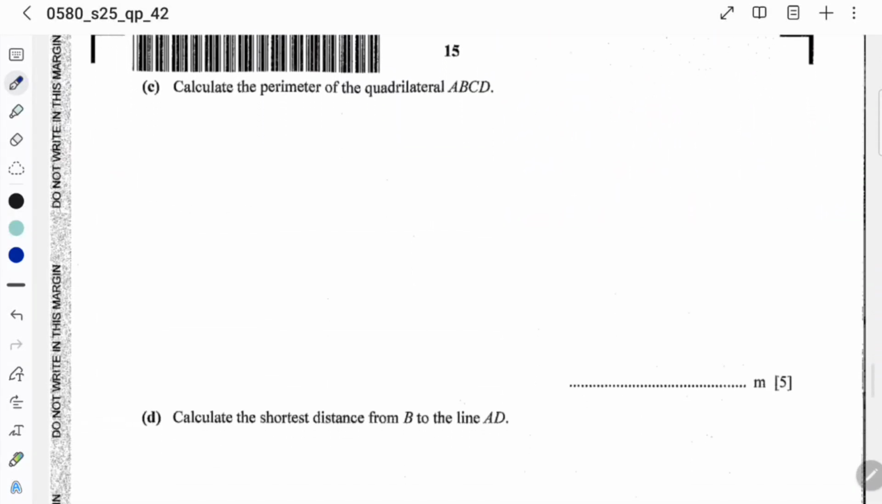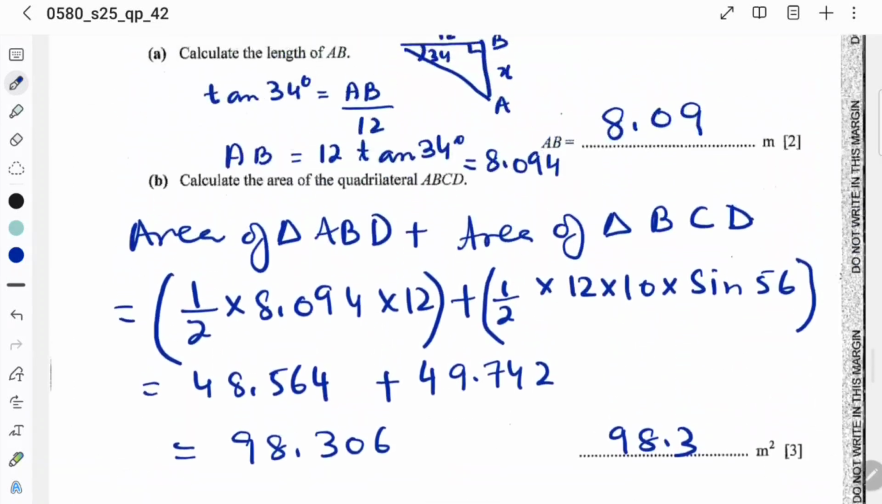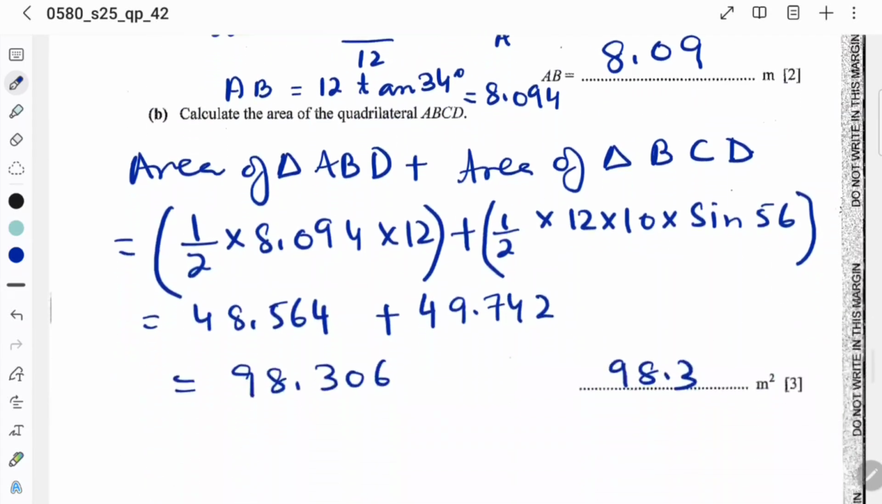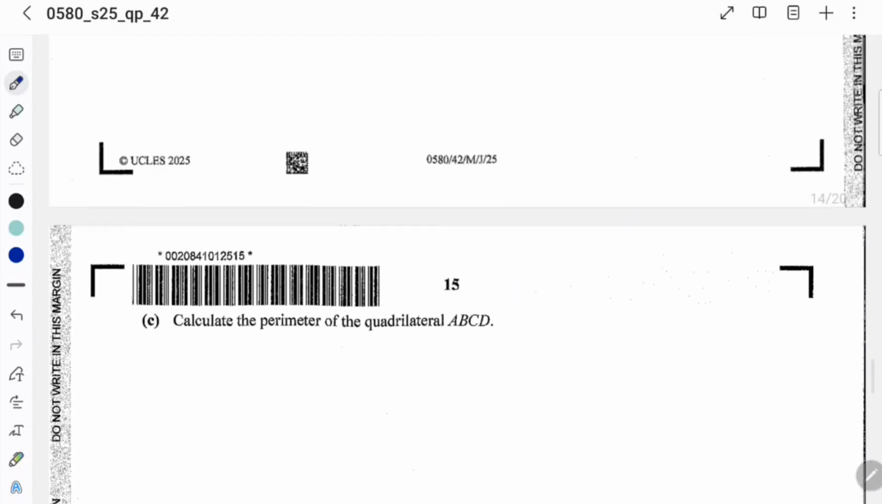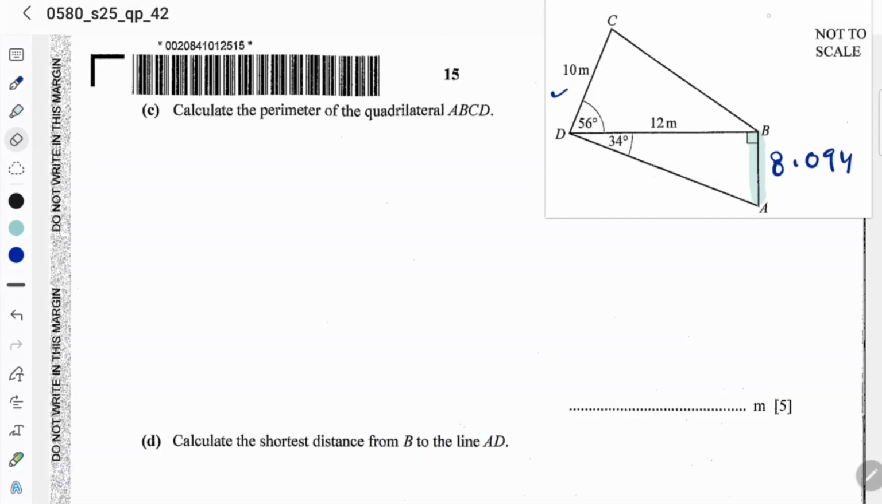Okay, calculate the perimeter of the quadrilateral ABCD. We have found this is 8.094 and 10, but these two sides are unknown. To get the perimeter, all the boundary lines we are going to add, and just check how many marks. It is a 5 marks question, so we'll have to show everything there.